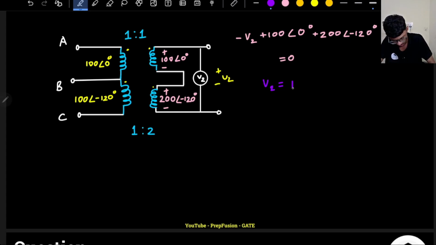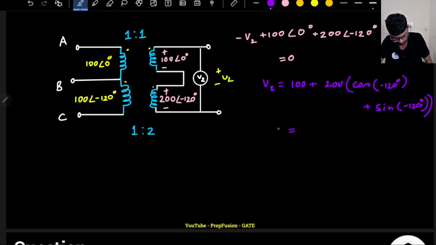So we can apply this: 100 plus 200 into cos of minus 120 plus j sine of minus 120. So V2 will be equal to 100 plus 200 times minus 0.5, minus j sine of minus 120 will be, I guess, minus 0.86, right?